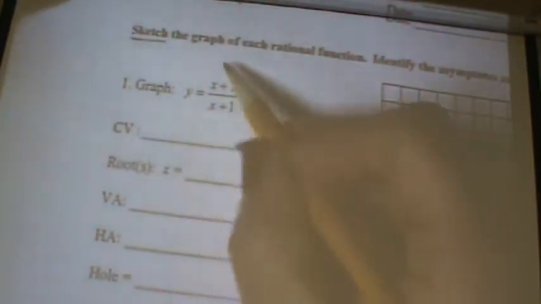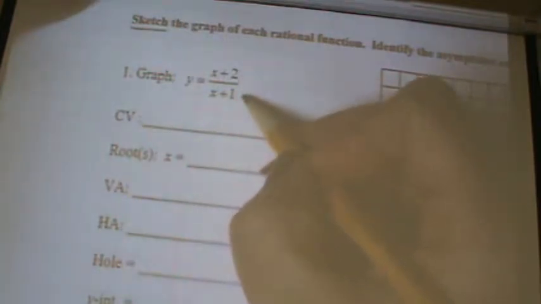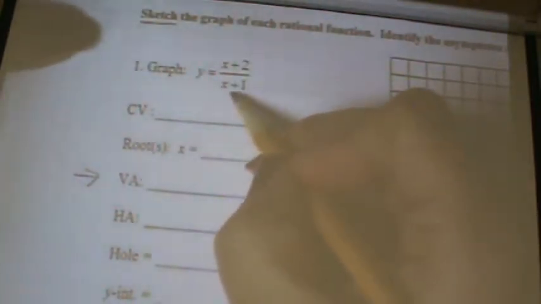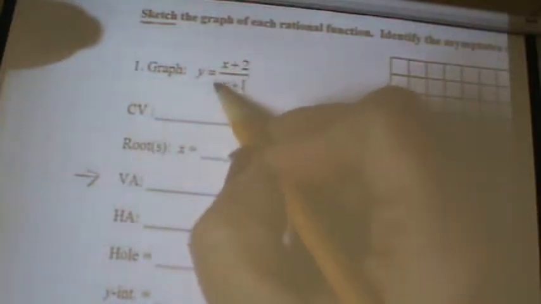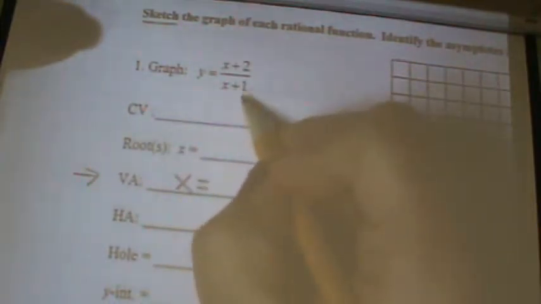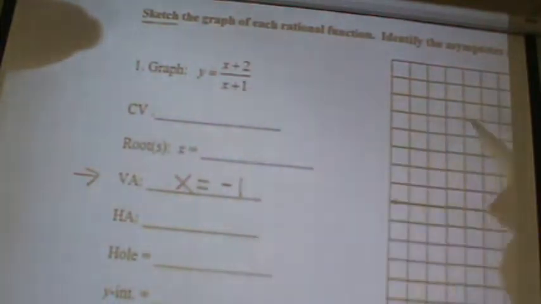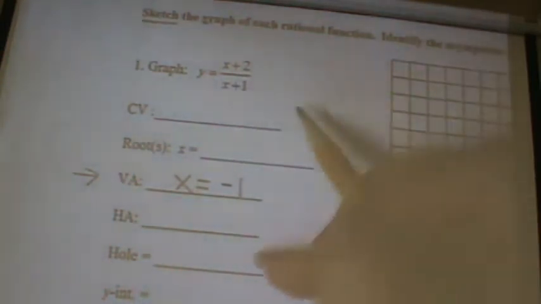So, on Friday, we took this, these are called rational functions. We have a fraction with a polynomial on top and a polynomial on the bottom. We talked about vertical asymptotes. This is already factored for us, so where do we have a vertical asymptote? You look at your denominator and set it equal to 0. It would be x equals -1. You get any vertical asymptote from the bottom.